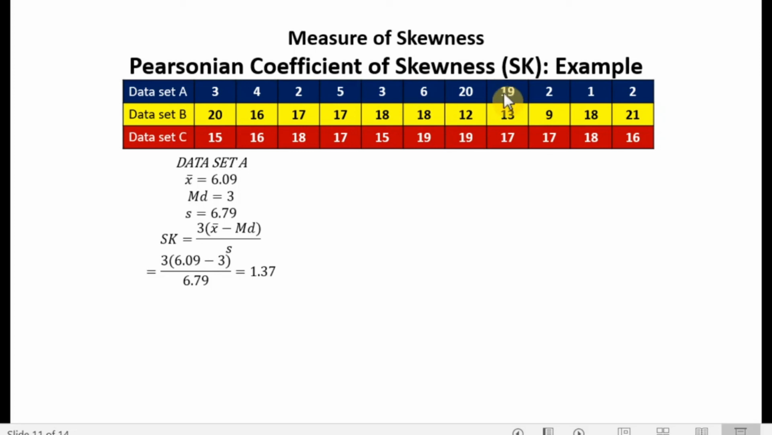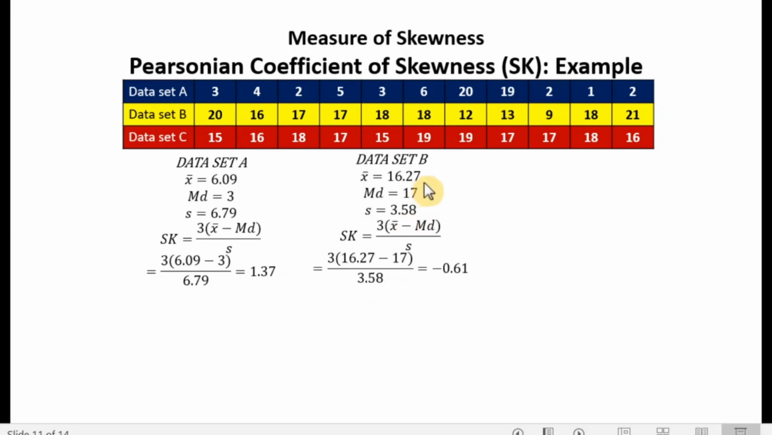For dataset B, the mean is 16.27, the median is 17, and the standard deviation is 3.58. If we substitute these values in our formula for Sk, the value is negative 0.61. It's negative, therefore dataset B is negatively skewed. Again, a negatively skewed distribution means that the majority of the values or of the scores are high. In fact, we can actually see only one of them that is a bit low as compared to the majority of the numbers here.